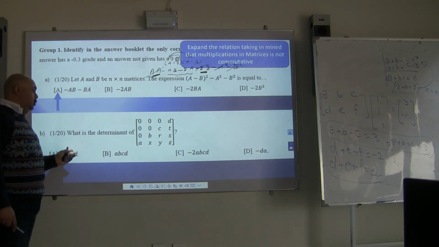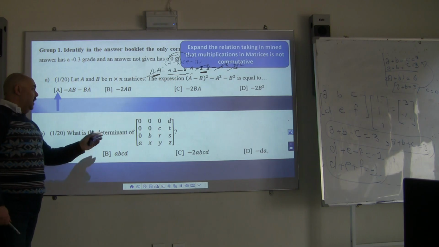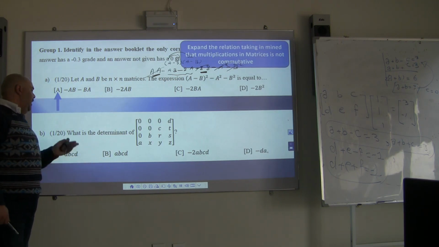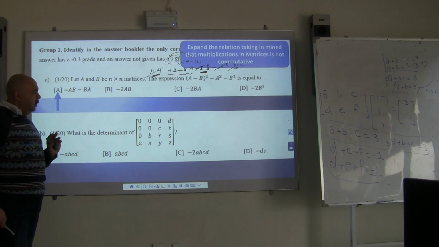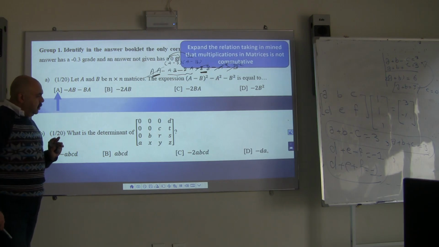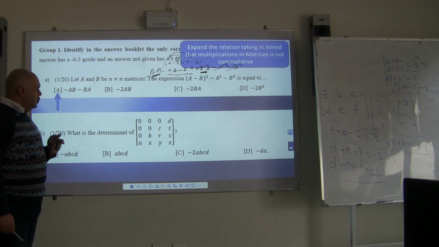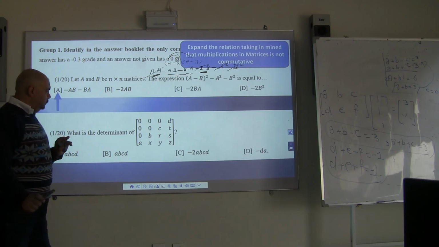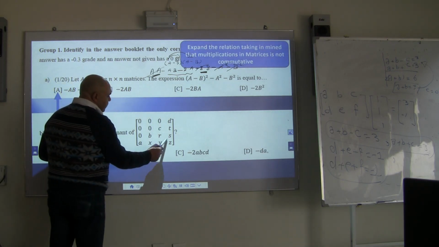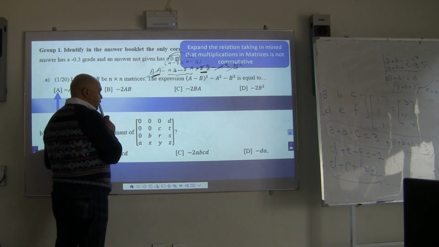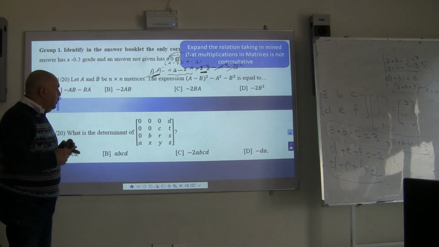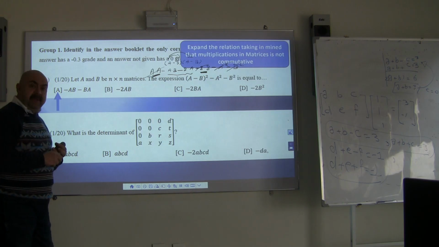For this problem also, it's very nice. You have a matrix which is 4 by 4, and he's asking you about the determinant of this matrix. But just a quick remark: if this is the principal diagonal, this is going to be a lower triangular matrix. Okay, let's rearrange this matrix. It's going to be really very simple.